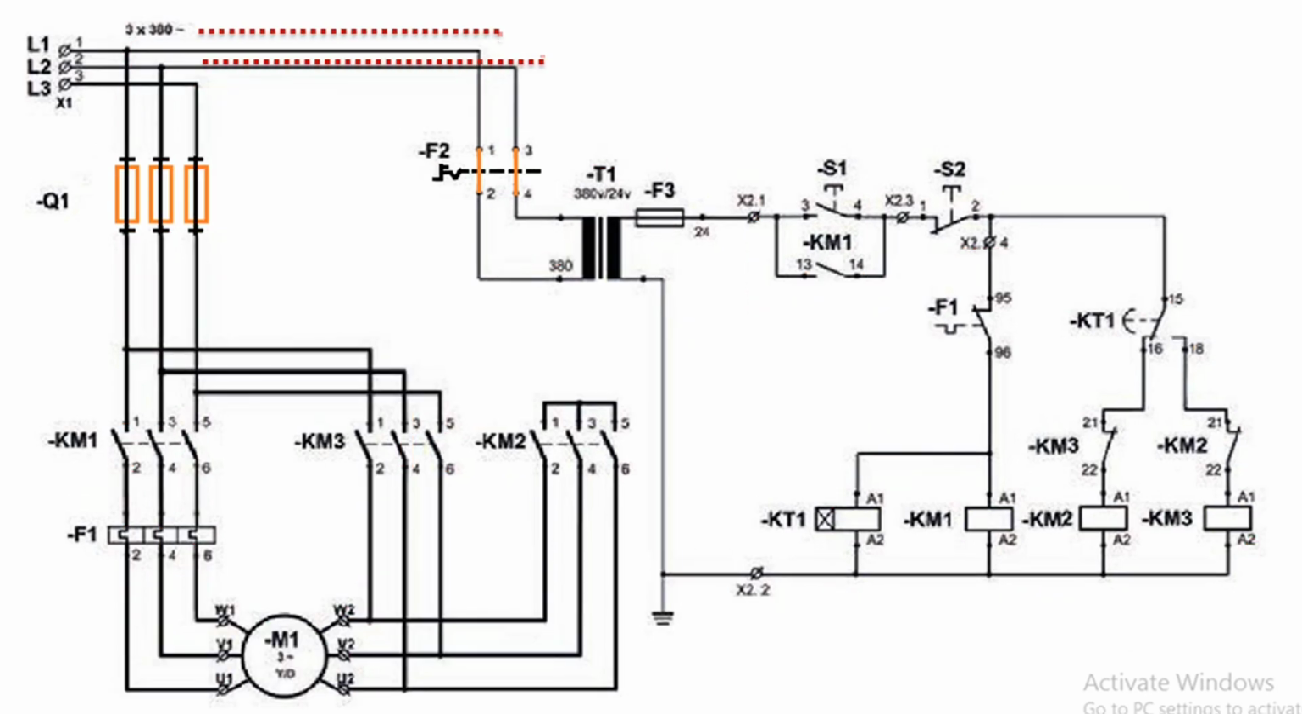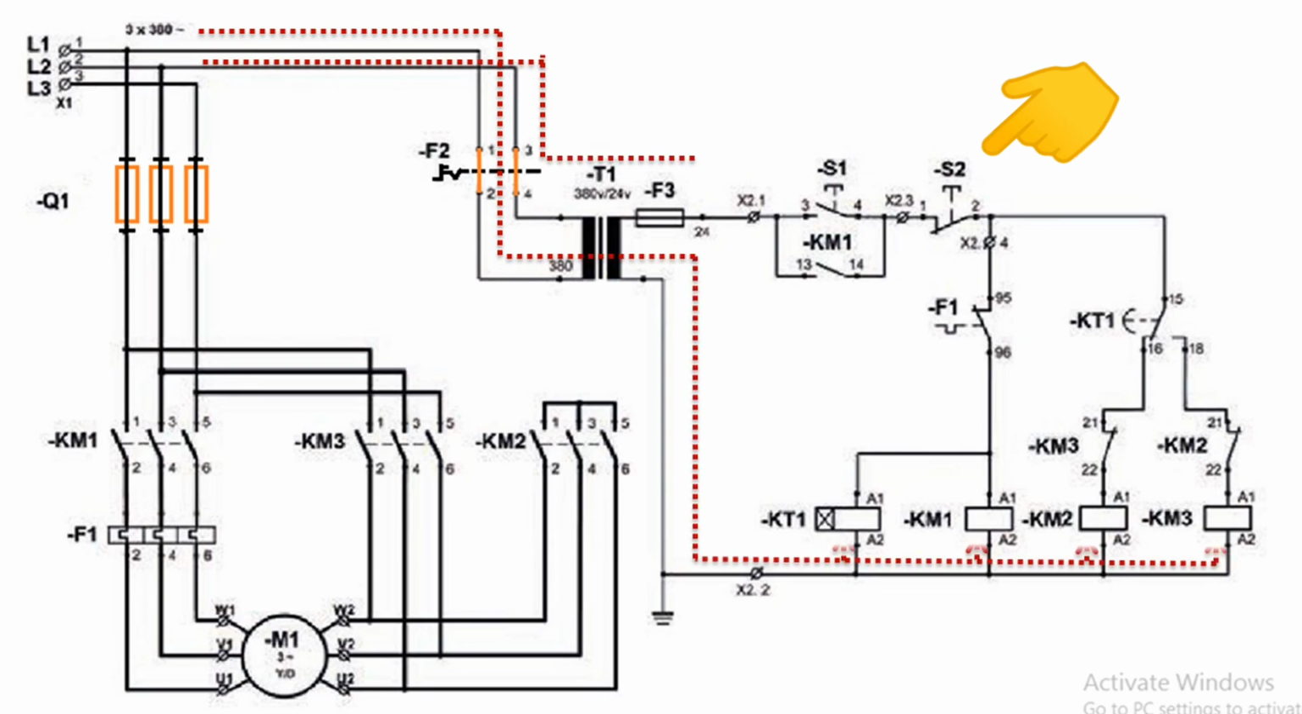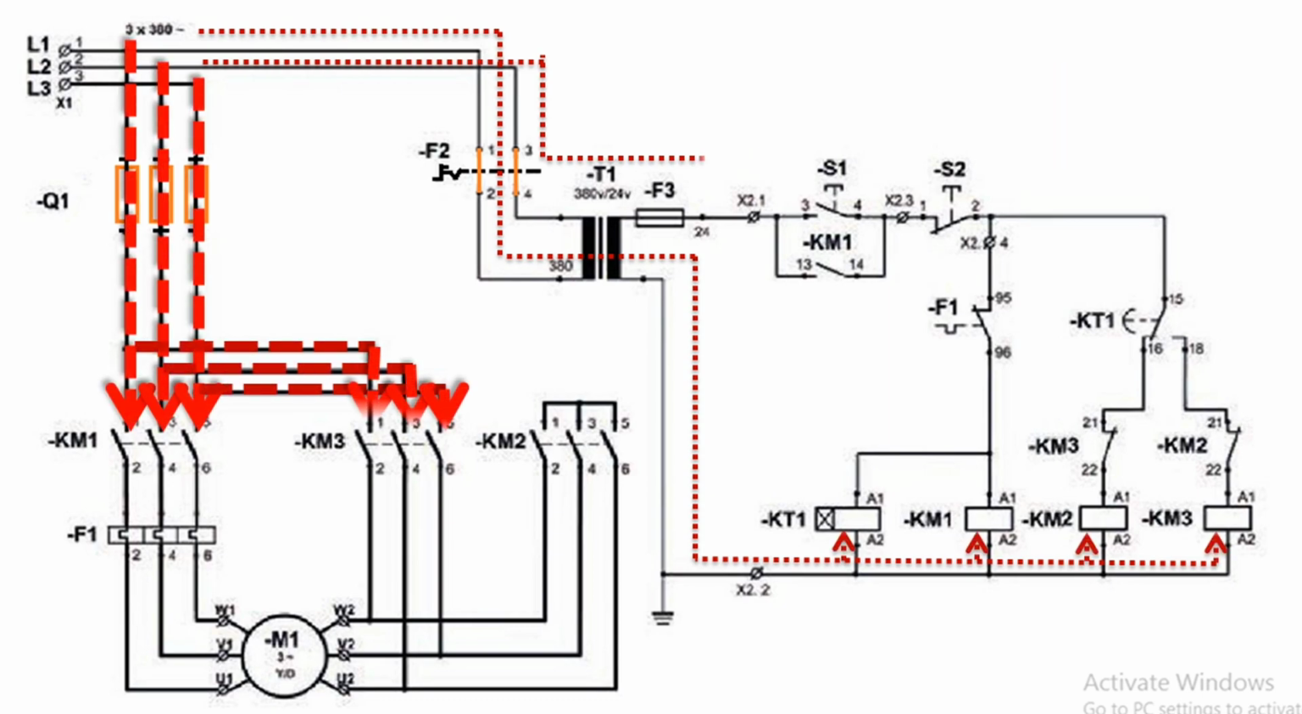Now to stop the motor, you will have to press the stop push button. The contactor coil KM1 will be de-energized and the KM1 13-14 contact will be open, and the S2 stop push button, which is closed, will become open. Thus the motor will not get the current and it will be switched off.